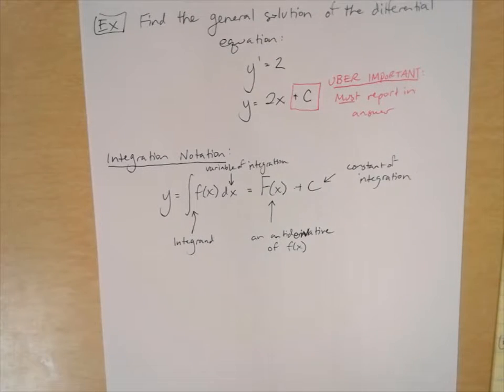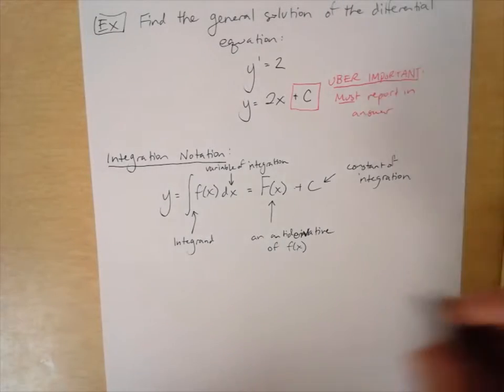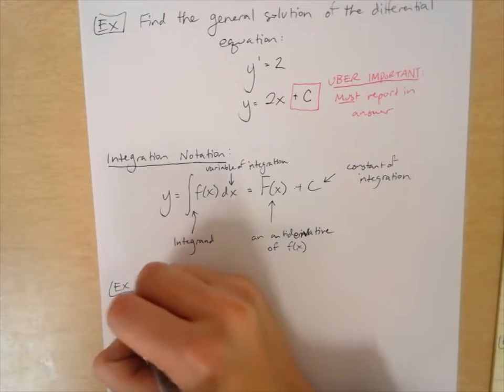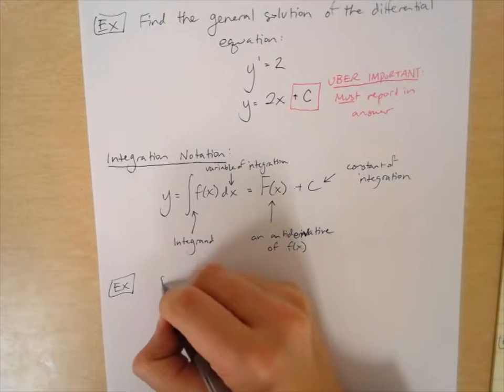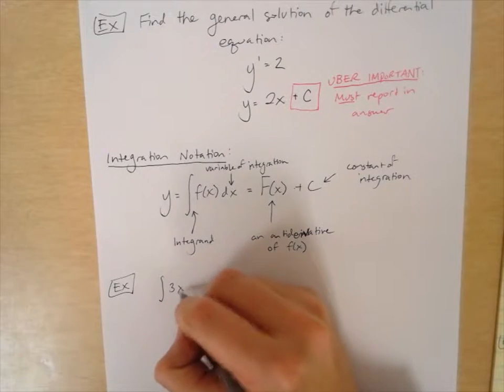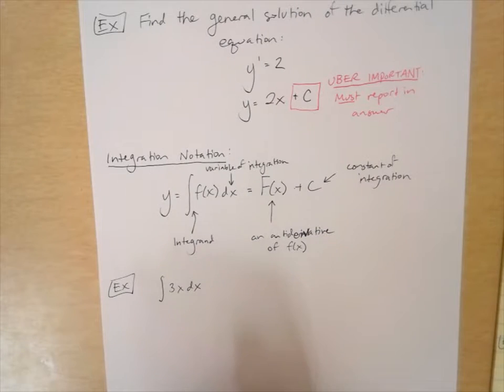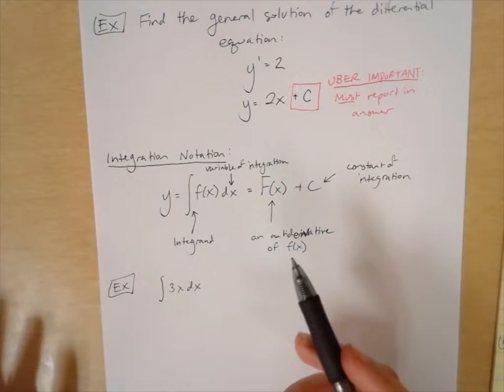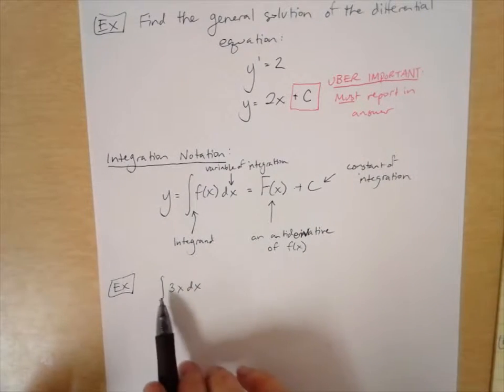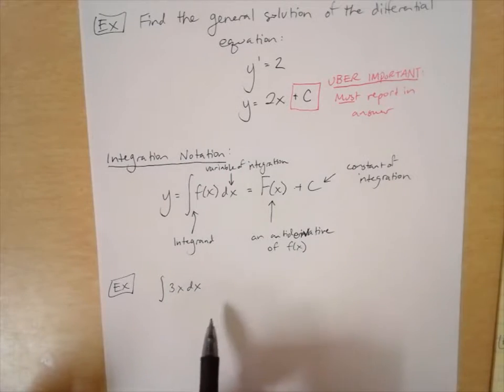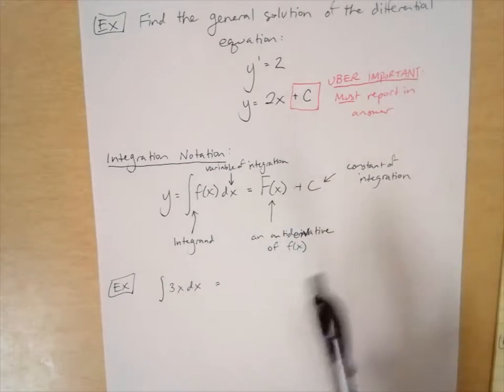What we're going to do with that is practice using this notation. And again, integration is just the process of finding that antiderivative, which we've done in the last few examples. So let's get started with a first one. Let's say we have the integral of 3x dx. This is telling us we want to find the antiderivative of 3x. And here's what we can do.